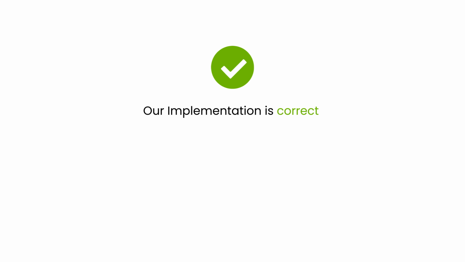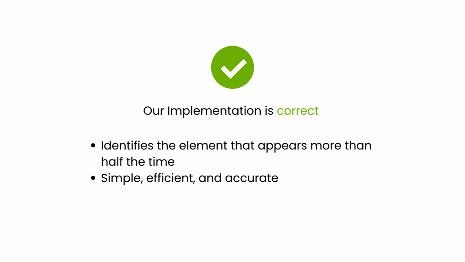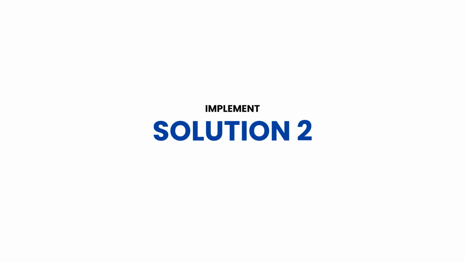Wrap up. So, our implementation is correct. The algorithm successfully identifies the element that appears more than half the time. Simple, efficient, and accurate. Let's try to implement it using solution 2.